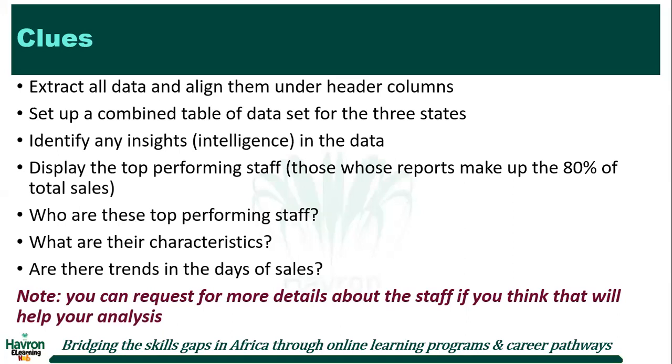And then remember that there are three states. So each state will have its own header columns. And then we'll now bring all the three states into one. Then we'll now try to see if there is any insight, that's intelligence, that the data will be telling us. So we can do this at the state level, and then we can do it at the organizational level. At the organizational level, that's combining all the three states' data into one.